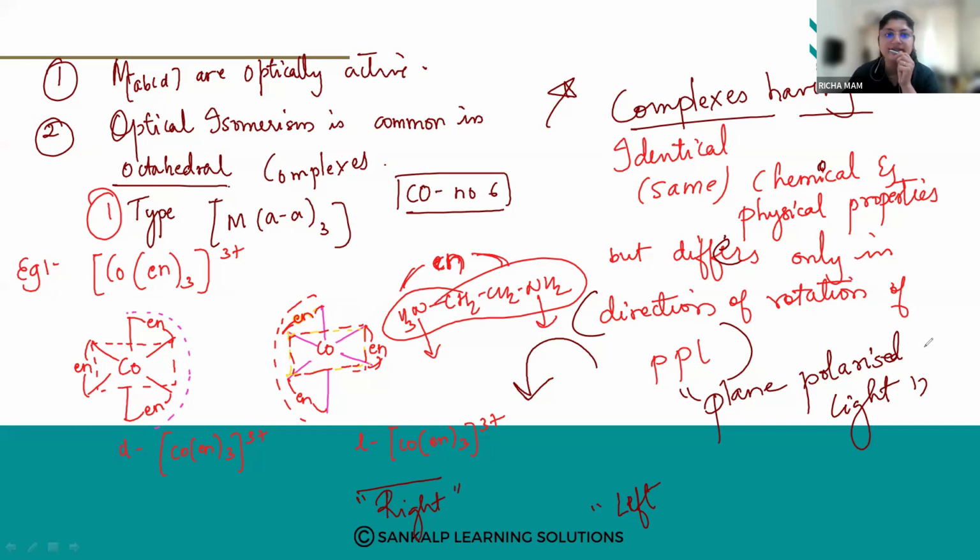Got it? Is it clear up to here? Any doubts up to here? So we have seen type MAA3, where you have a bidentate ligand involved in the octahedral complex. Okay, so let us go for the next one. Second type, so we have one more type.